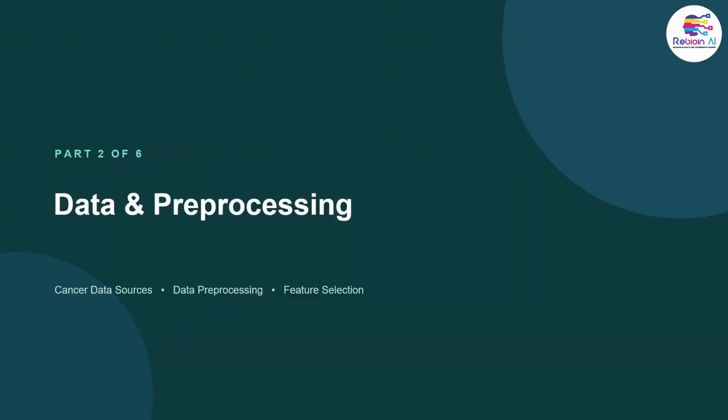Now that we understand the why, let's move into part 2, that is, data and pre-processing. This is the unglamorous but essential foundation every model depends on. It's where cancer data actually comes from and how we clean and prepare it before any algorithm ever sees it.